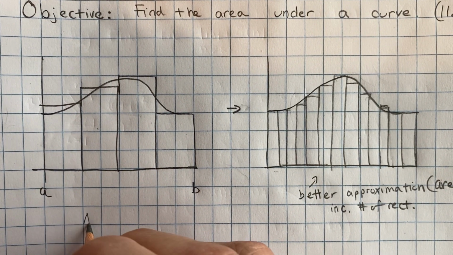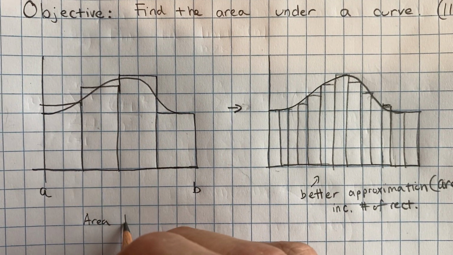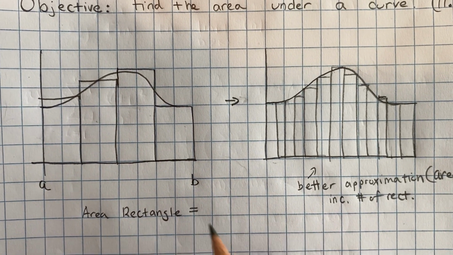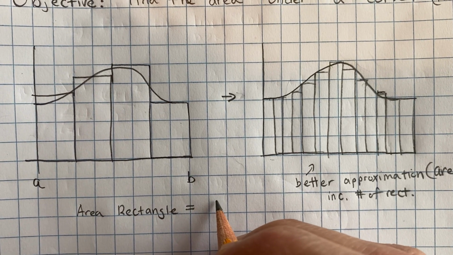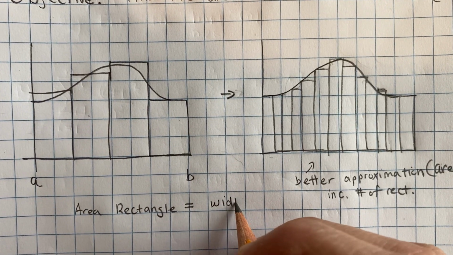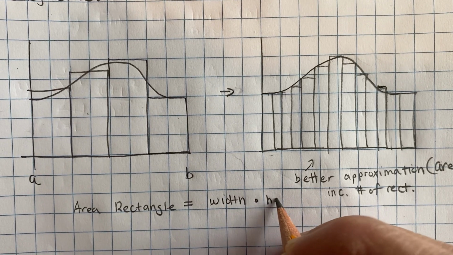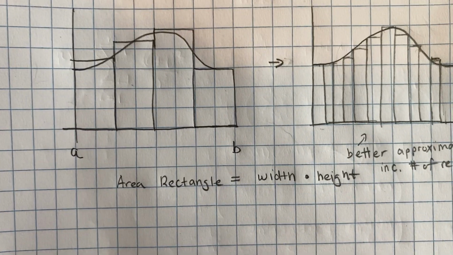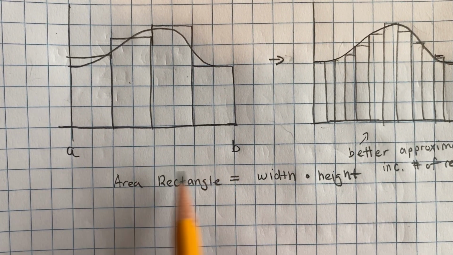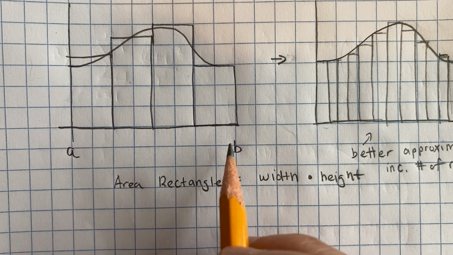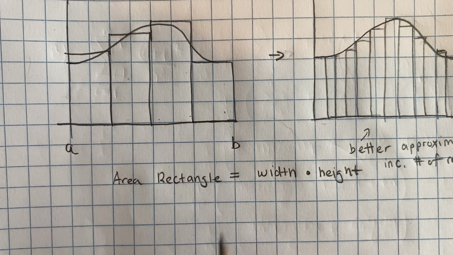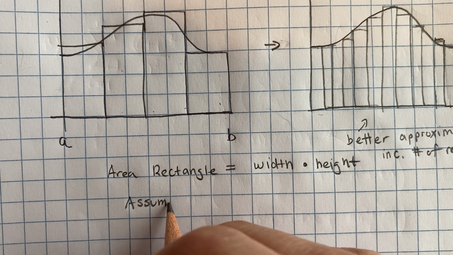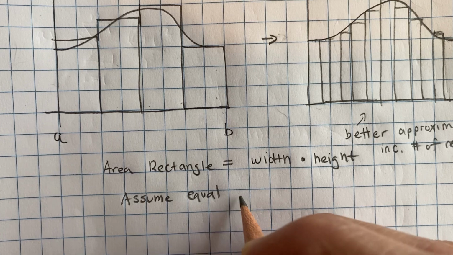And so if you remember the area of a single rectangle, well, it's just base times height, or width times height. I'll just call it width times the height. That's the area formula of a single rectangle. So again, I want to apply a formula. So how do I calculate, assuming that these rectangles are of equal width?